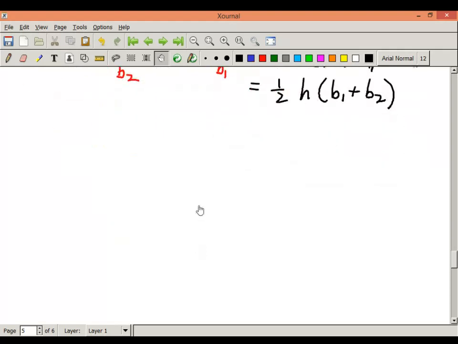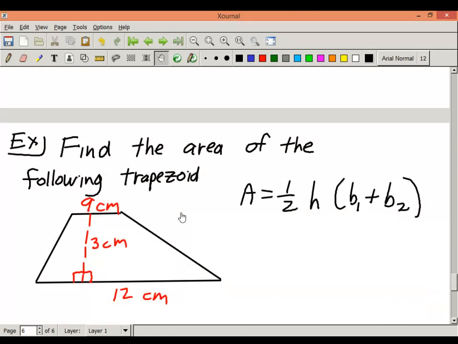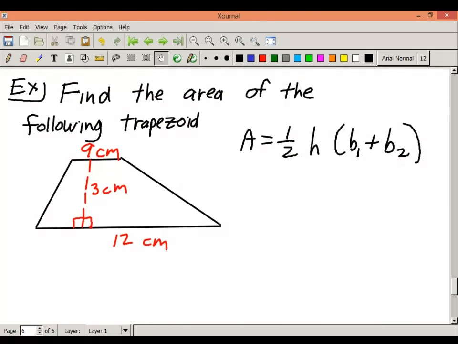And finally, let's do an example for that, and then you're going to get a bunch of practice calculating areas. It's easy to calculate an area once you have the formula. So it just says find the area of the trapezoid. So area is 1/2 times the height, which was 3, times the sum of the bases, so 9 plus 12.